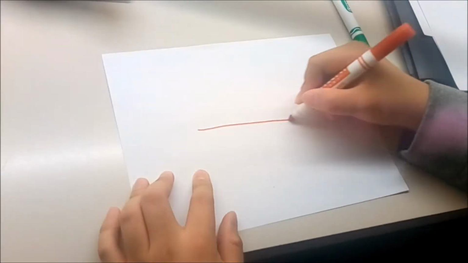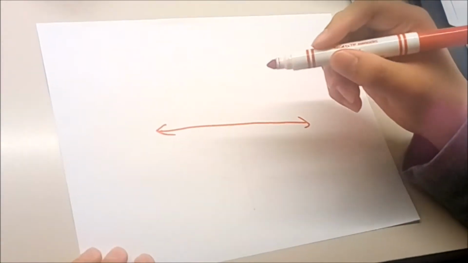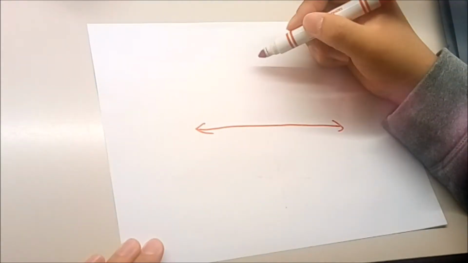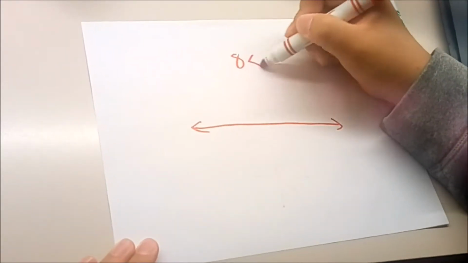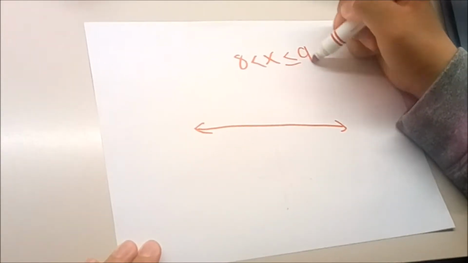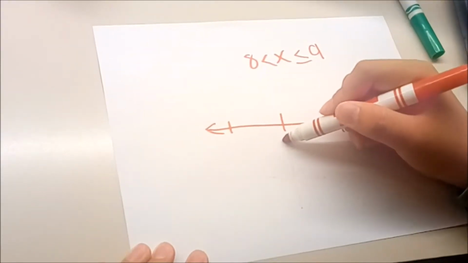To graph an absolute value inequality on a number line, you must first solve the inequality. So basically, say it would be 8 is less than x, which is less than or equal to 9. You'd have this.